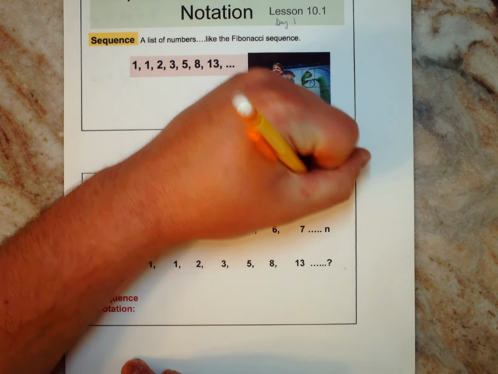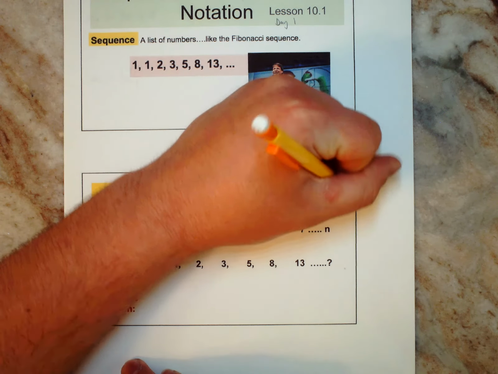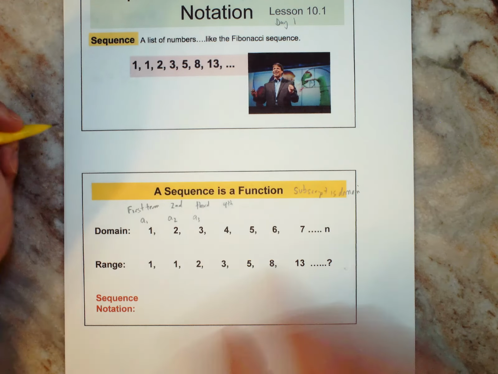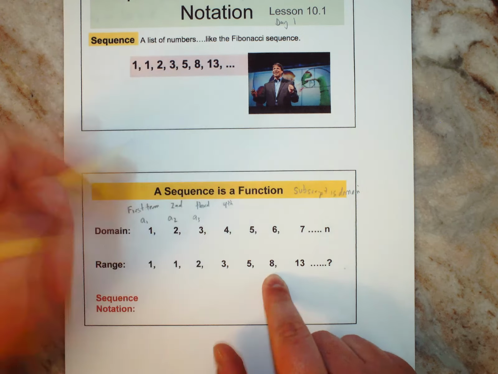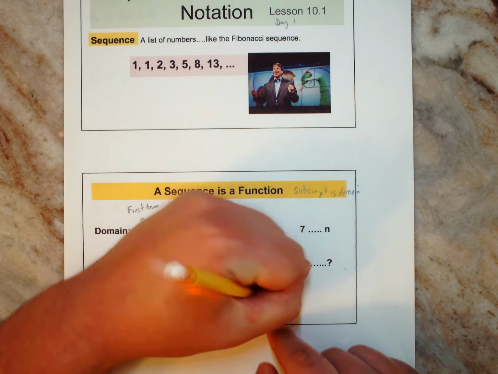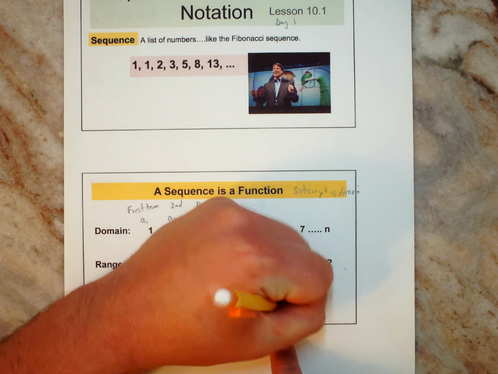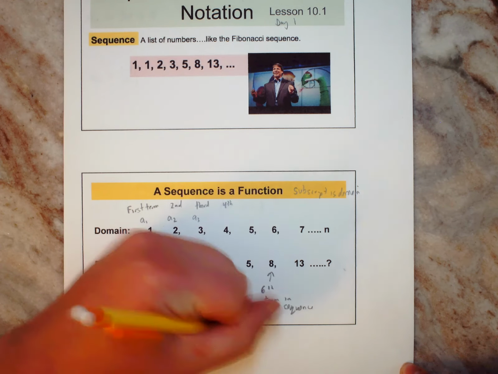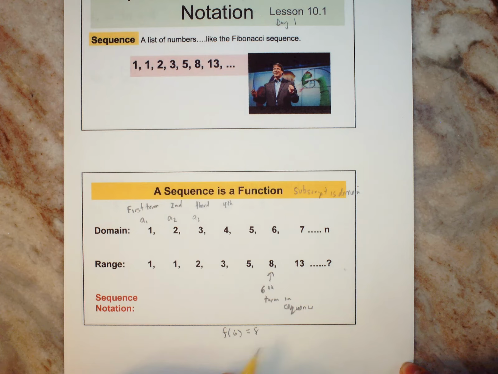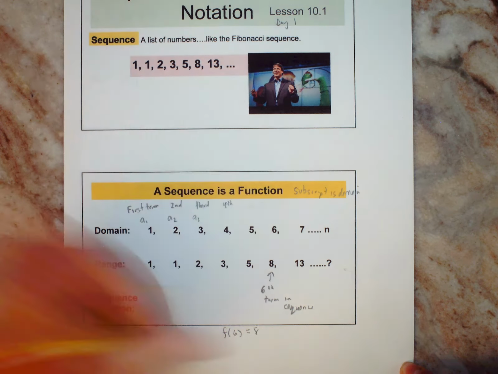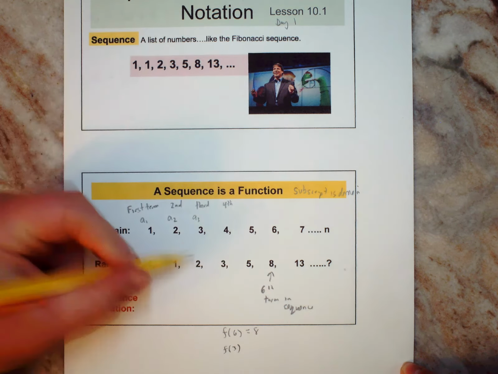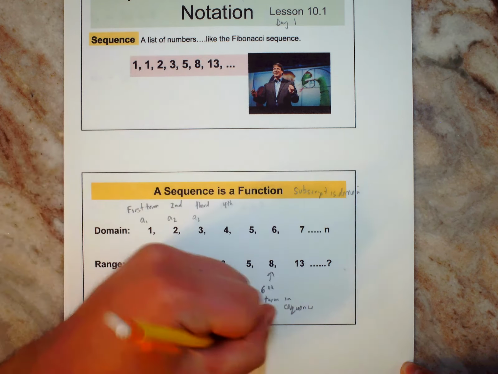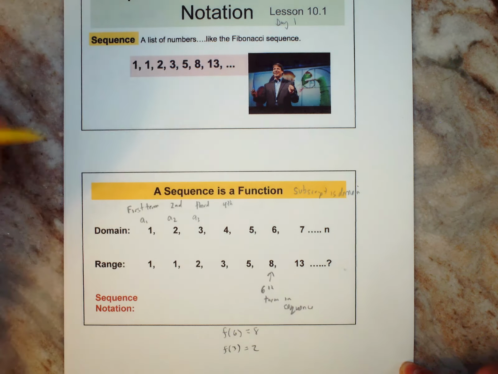Subscript is domain. So this 8 is the 6th term in the sequence. They're like functions. For the 6th term in the sequence, f of 6 is 8. The 6th term is 8. The third term in the sequence, f of 3, is a3, which would be 2. So it's like x and y, domain and range.